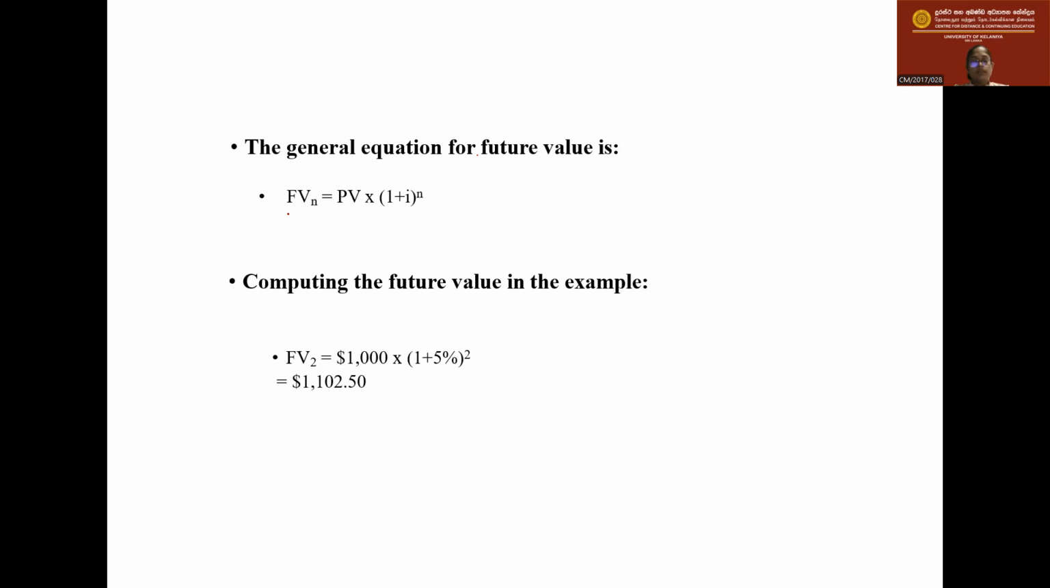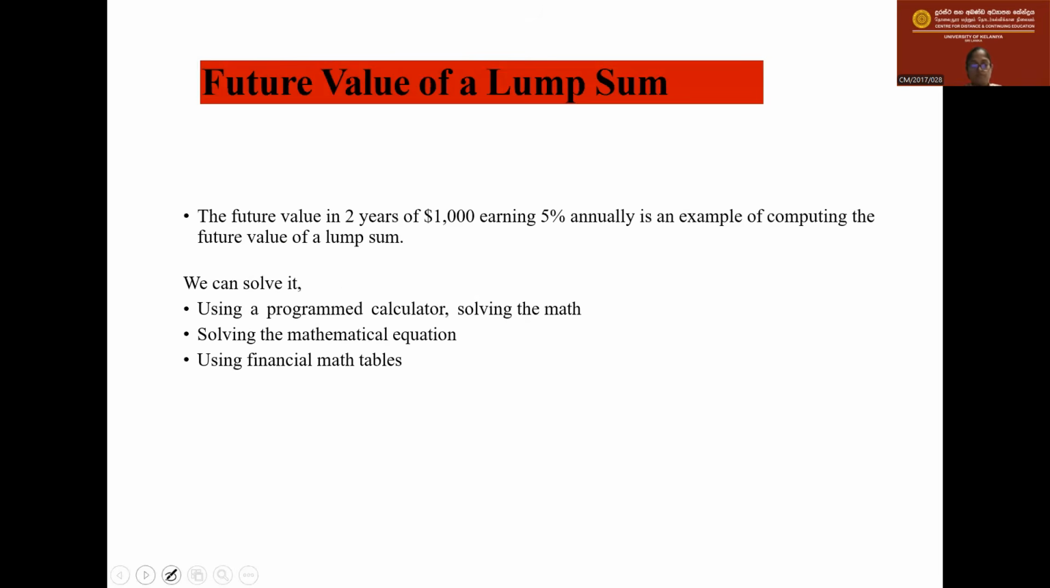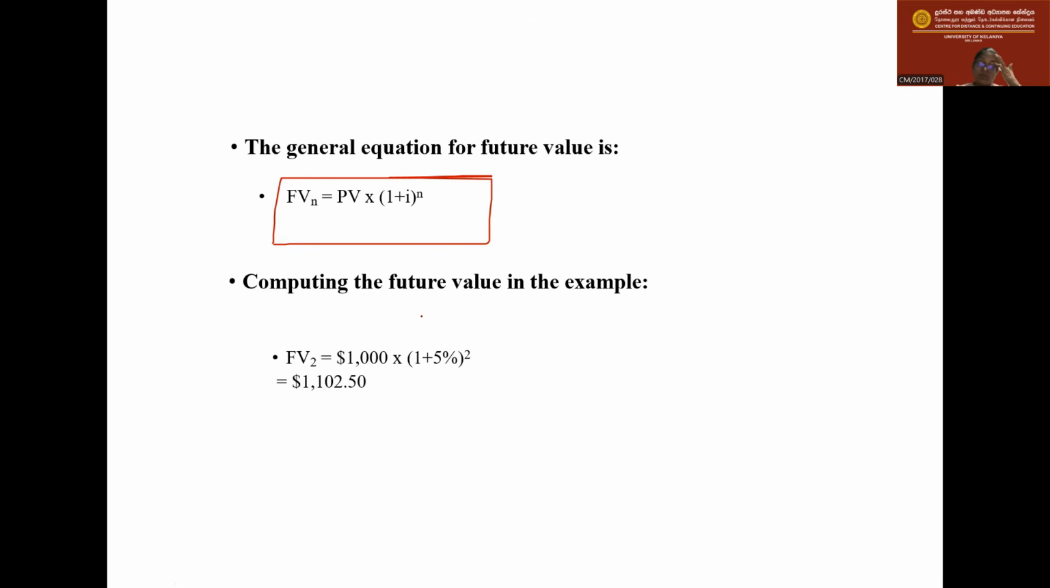This is the relevant equation for future value. Future value is equal to the present value multiplied by (1 plus i) to the power of n. Always, because you are calculating the future value of a present amount of money. So take the present value multiplied by (1 plus i), where 1 is default, and you have to take the power of n.